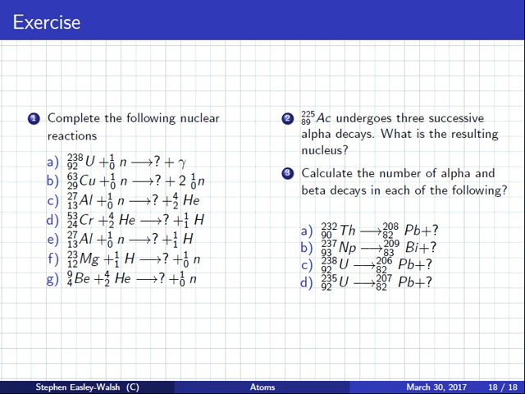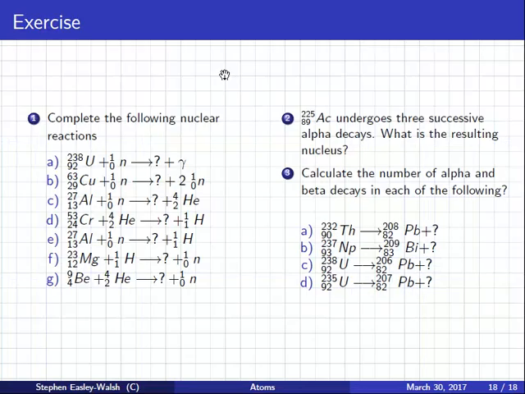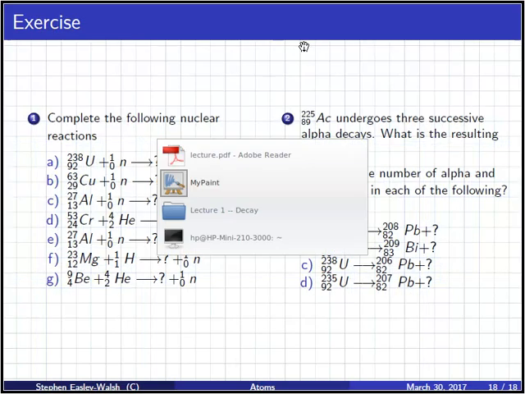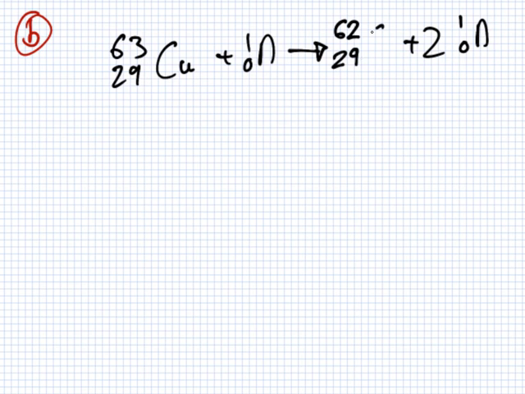Yep. Okay. Let's have a look then. Okay, so we did A, so now on to B. So here we have 63.29 copper plus 10 neutron becomes something plus 2 neutrons. So whatever is here, it must add up to 64, and because there's a 2 already here, this must be 62. And this must be 29, which still makes it copper. So you should have this.